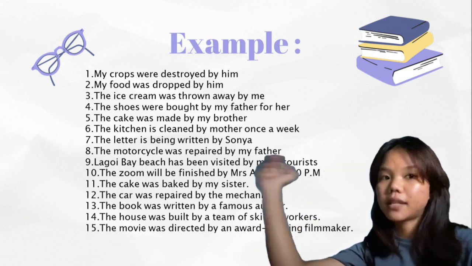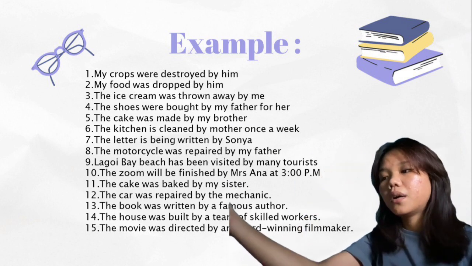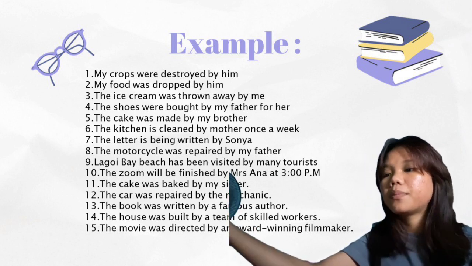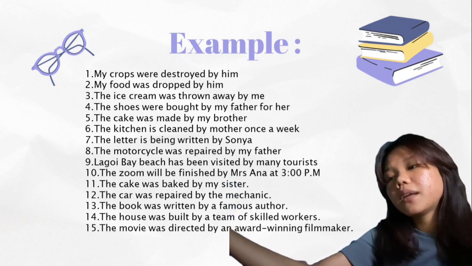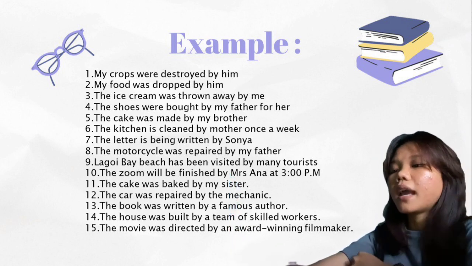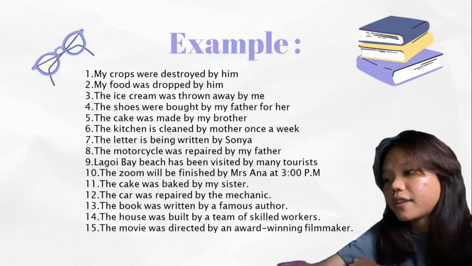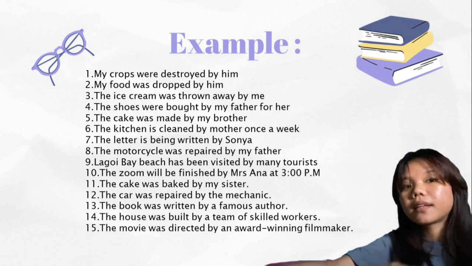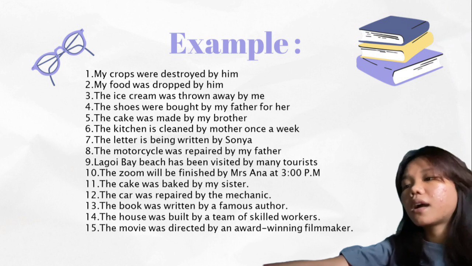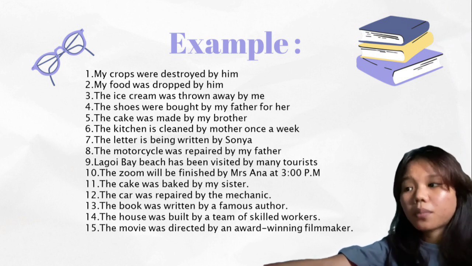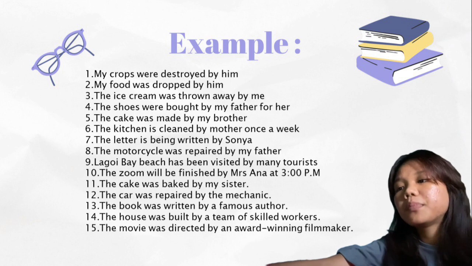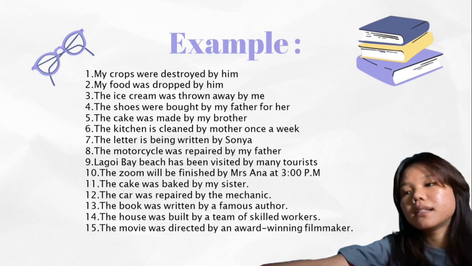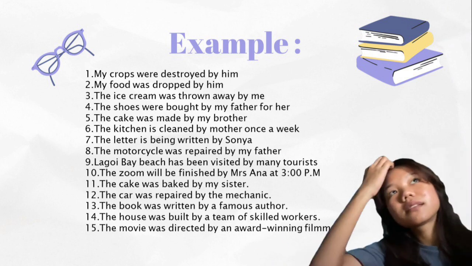The cake is the object, was is to be, baked is verb 3, by my sister is the subject. And then 12 is the car was repaired by the mechanic. The car is the object, was is to be, repaired is verb 3, by the mechanic is the subject.